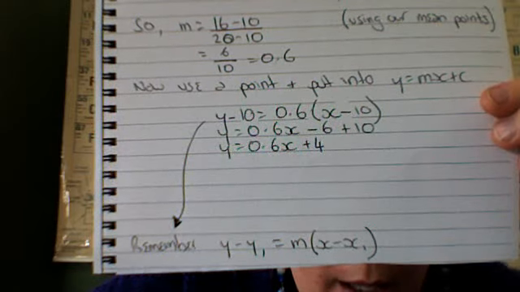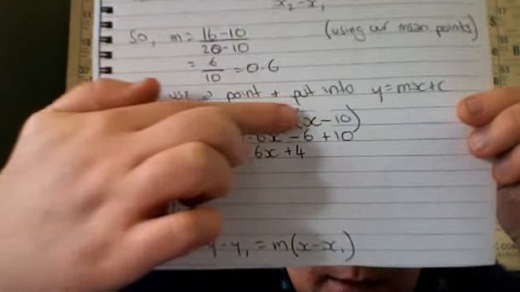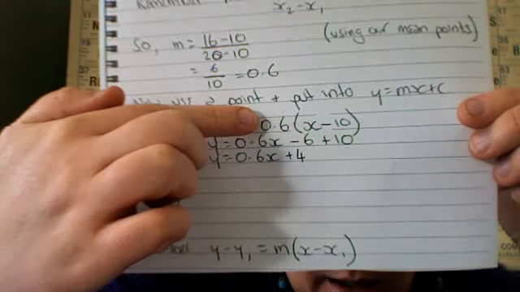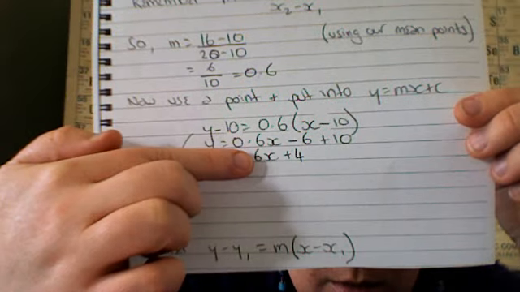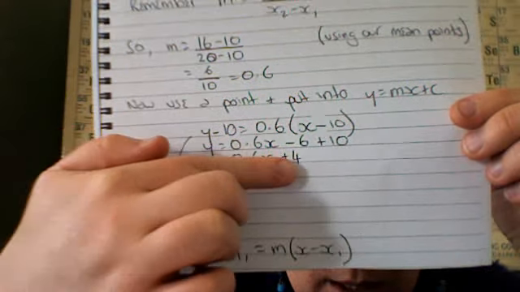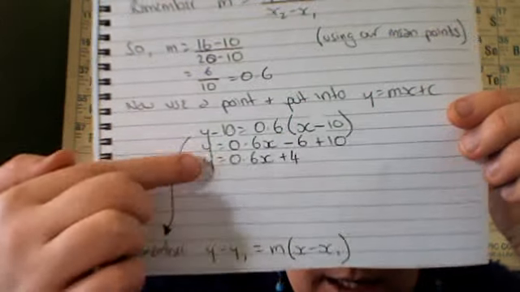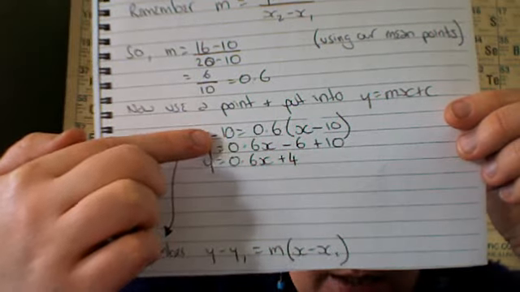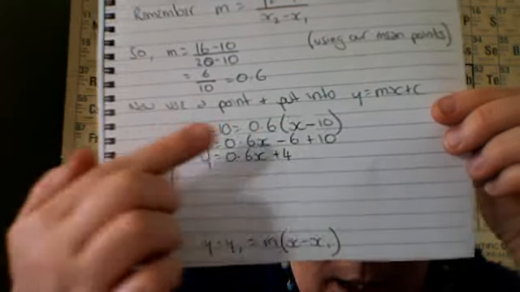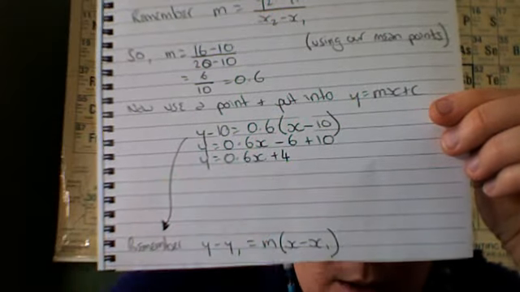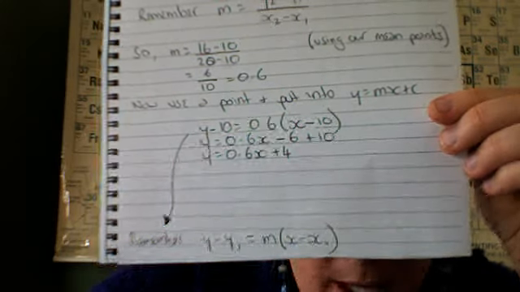So we've got our y equals, so we've done 0.6 times x, which is 0.6x, and 0.6 times negative 10, which is minus 6, okay? And then we've got a plus 10 over here, because that's this 10 over here. It's minus 10 on that side, so we make it plus 10 on this side, and then we just simplify this. So negative 6 plus 10 is actually 4. So this is the equation of our straight line, of our line of best fit, okay?